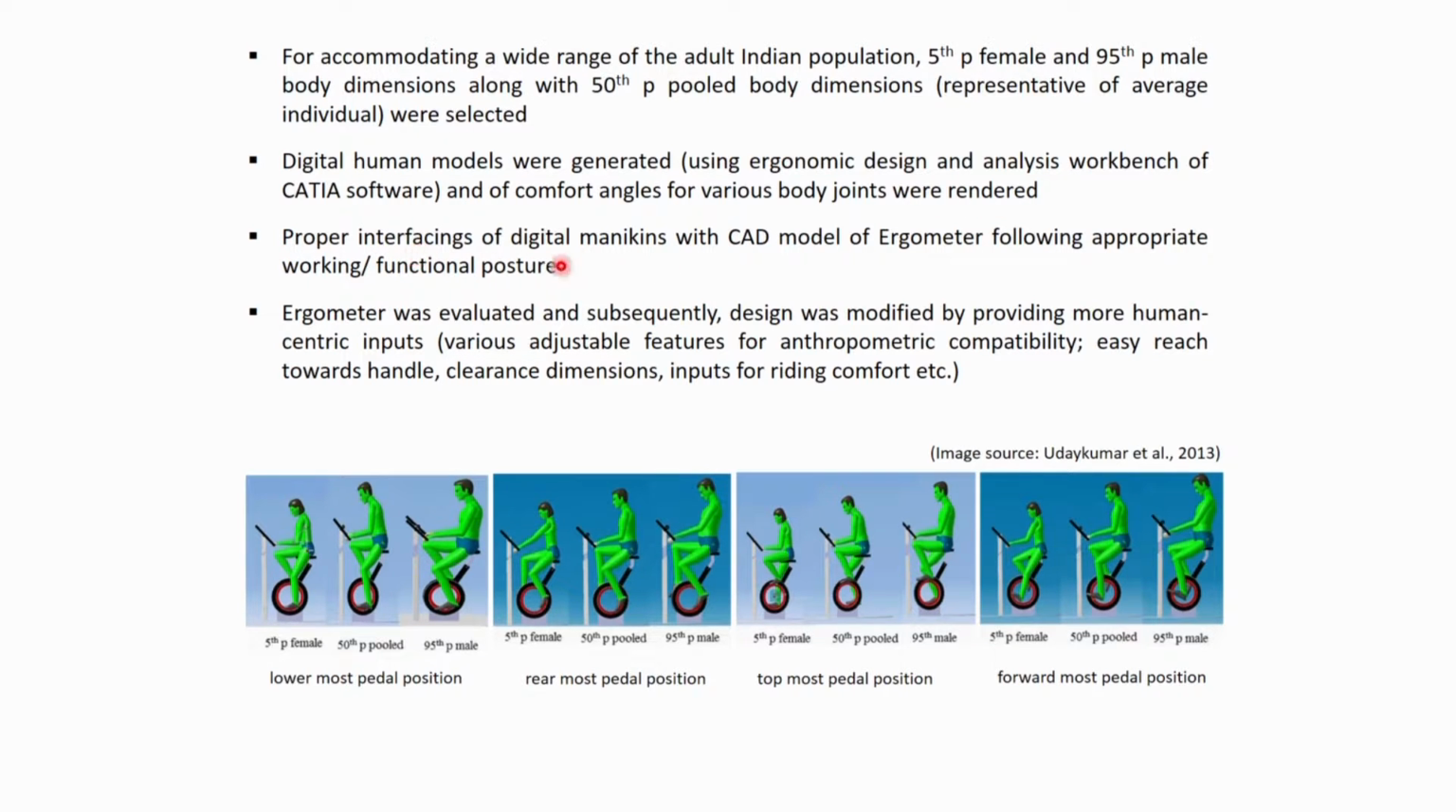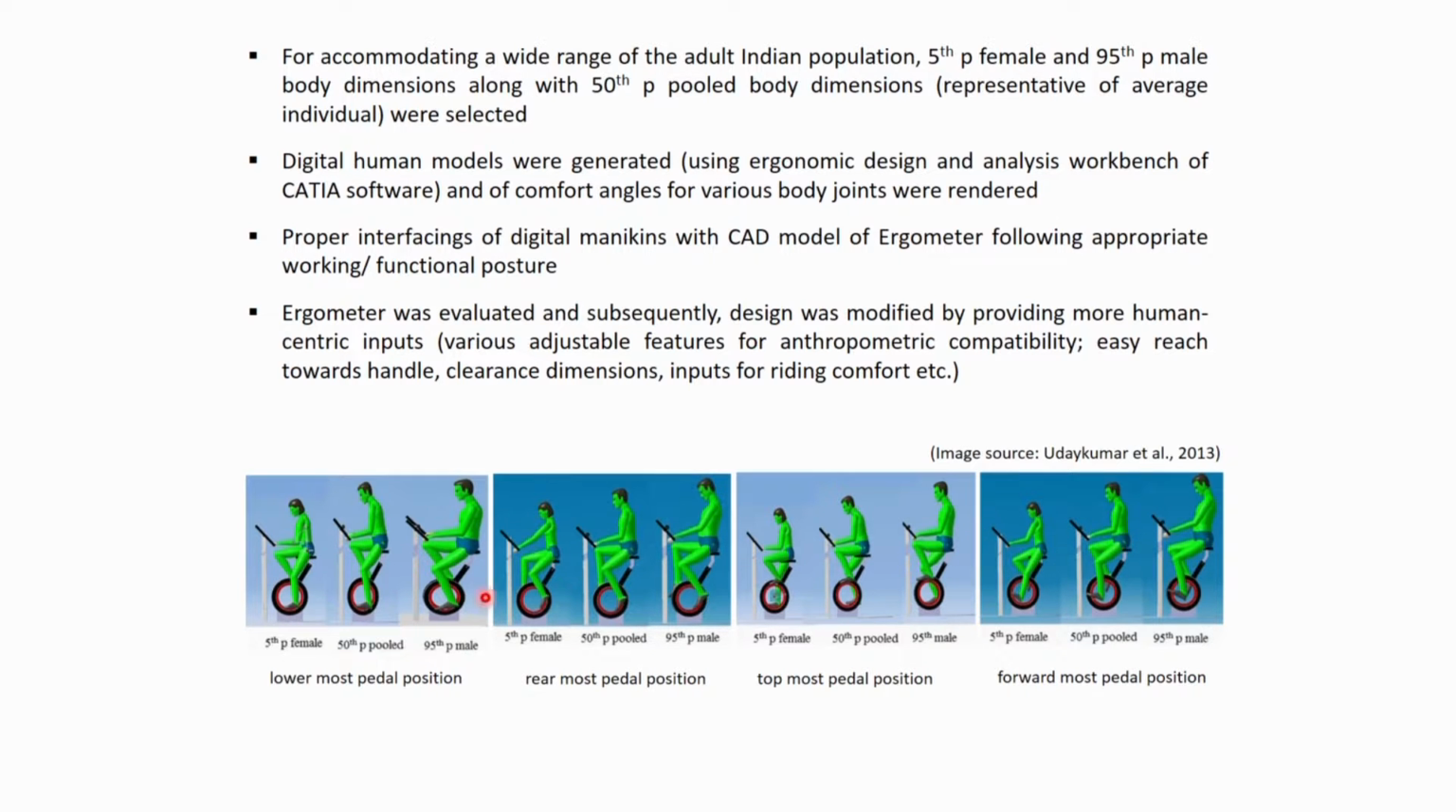Proper interfacing of digital mannequins with the CAD model of the ergometer, following appropriate working or functional posture, is given. The ergometer was evaluated and subsequently the design was modified by providing more human-centric input. Various adjustable features for anthropometric compatibility, easy reach towards the handle, clearance dimension, and inputs for riding comfort were considered. So these various ergonomic aspects are considered during the design and modification of the ergometer.